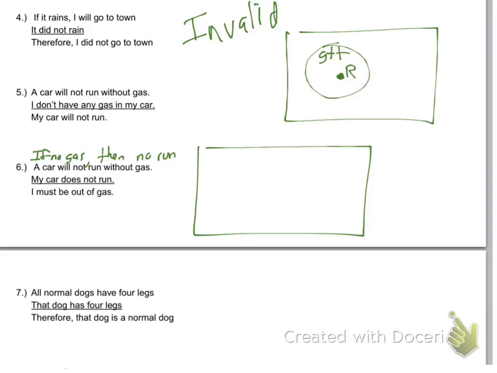So we're going to write this. I think this works, right? If no gas, then no run. We're just thinking about the car. My car does not run. Therefore, no gas. Oh, it's invalid because it's not talking about the gas. So therefore, say no gas, which means no run. Yeah. Oh. So wouldn't it be invalid? No, it's valid.